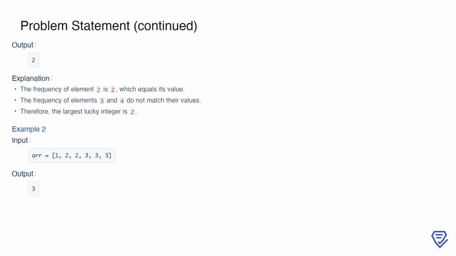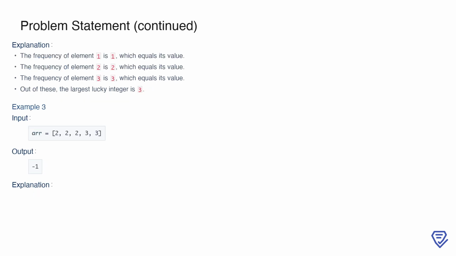Now consider a second example with the input array 1, 2, 2, 3, 3, 3. The output in this case is 3. Here's the reasoning for the second example: the integer 1 appears exactly once, so it qualifies as a lucky integer. Similarly, the integer 2 appears twice, and the integer 3 appears 3 times, so both of these also qualify as lucky integers. However, since we are looking for the largest lucky integer, we return 3.